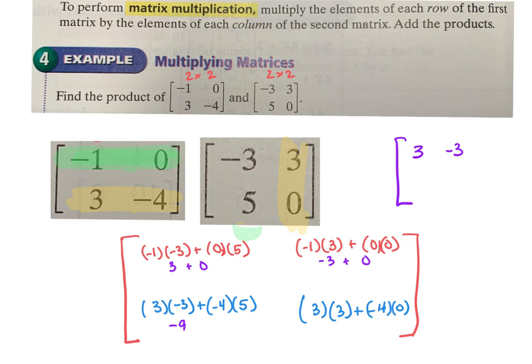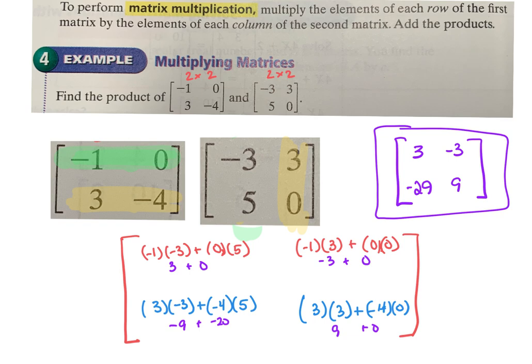This is negative 9 plus negative 20. So that's negative 29. And this is 9 plus 0. So this is 9. This is my answer. It's a 2 by 2, which is what I expected as my answer.